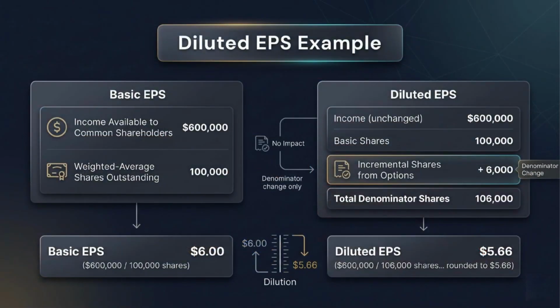Now we place the incremental shares into the diluted EPS calculation. Income available to common shareholders is $600,000 and stays unchanged. Basic shares are 100,000. We add 6,000 incremental shares, giving a diluted denominator of 106,000. 600,000 divided by 106,000 equals $5.66. Since this is lower than basic EPS of $6, the options are dilutive.